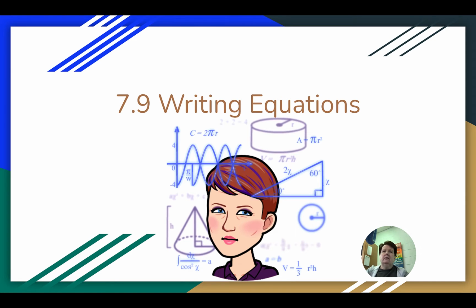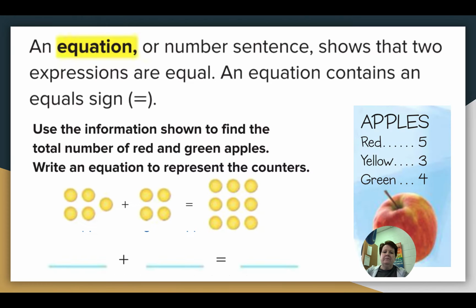We've already done writing expressions where you only do one side of the equation with no equal sign. So we're going to extend that into using the equal sign. An equation is a number sentence that shows two expressions are equal, like a seesaw. An equation has the equal sign and both sides of the equal sign have to be equal.